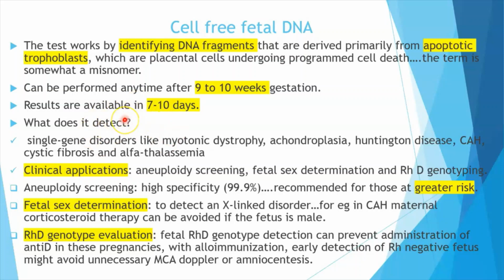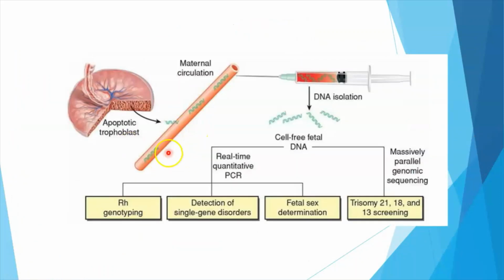Now what does it detect? It detects single gene disorders like myotonic dystrophy, achondroplasia, Huntington disease, CAH, cystic fibrosis, and alpha thalassemia. Friends, as you can see in this picture, from the maternal circulation the apoptotic trophoblasts are isolated and the DNA goes for real-time quantitative PCR detection in case of Rh genotyping, detection of single gene disorders, fetal sex determination, and massive parallel genome sequencing in case of aneuploidies.